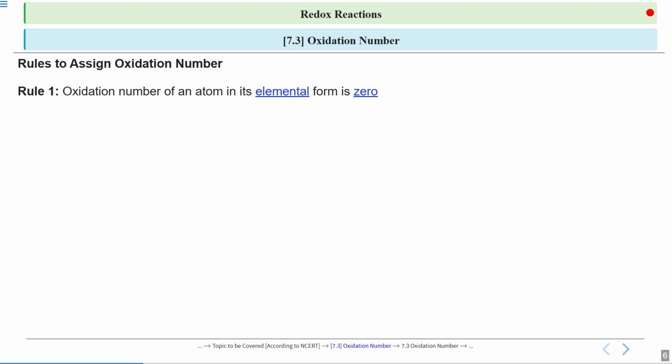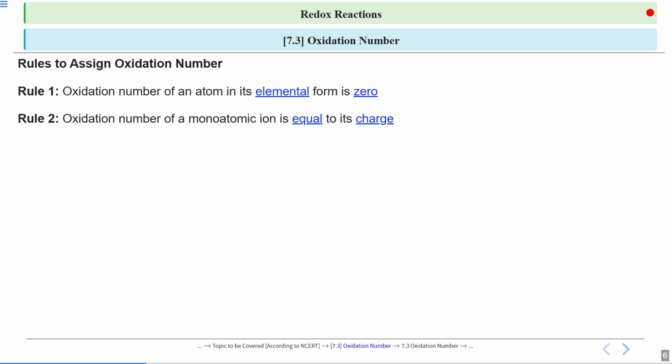For the calculation of oxidation number, rule 1 is that the oxidation number of an atom in its elemental form is 0. What does the elemental form mean here? That means in elements in the free or uncombined state, each atom bears an oxidation number of 0. For example, H2, O2, Cl2, O3 and various others have an oxidation number of 0. They all have an oxidation number of 0.